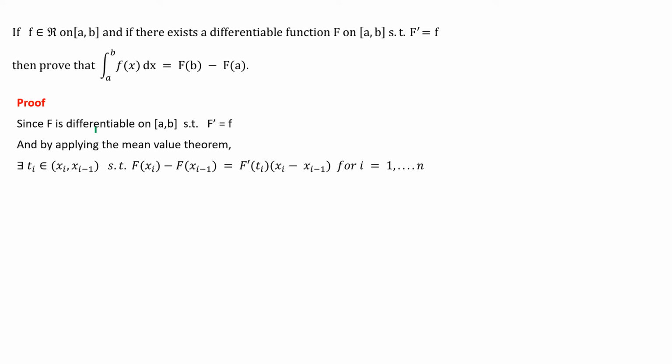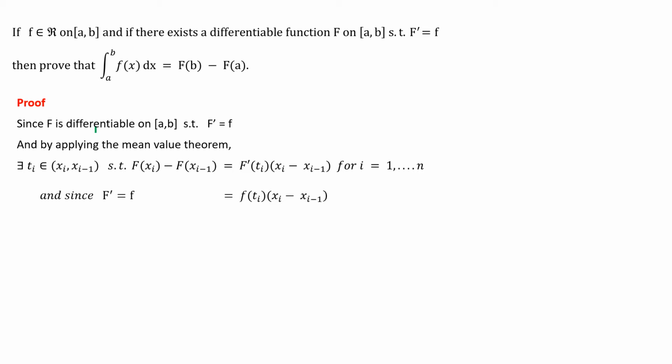Since F is differentiable on that interval, and F prime is equal to f, and also by applying the mean value theorem, we know that there exists a t sub i, an element of this interval here, such that F of x sub i minus F of x sub i minus 1 is equal to F prime of t sub i times (x sub i minus x sub i minus 1) for any i from 1 through n. Again, this statement here is coming right from the mean value theorem.